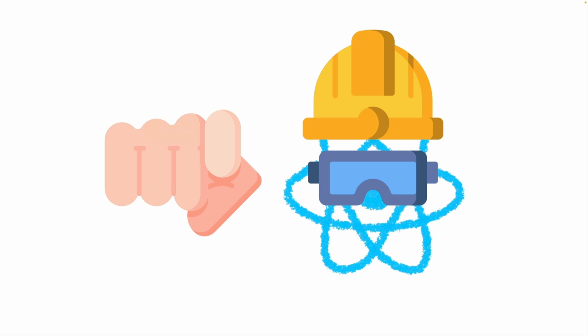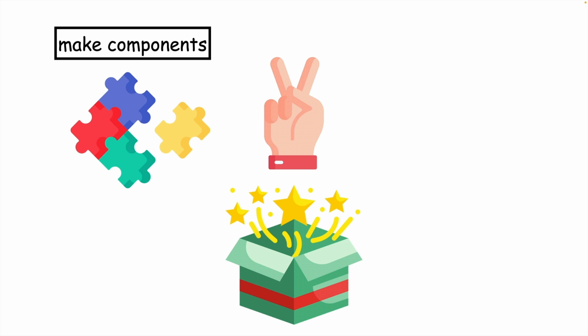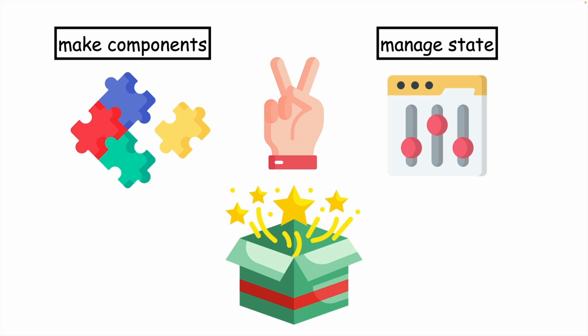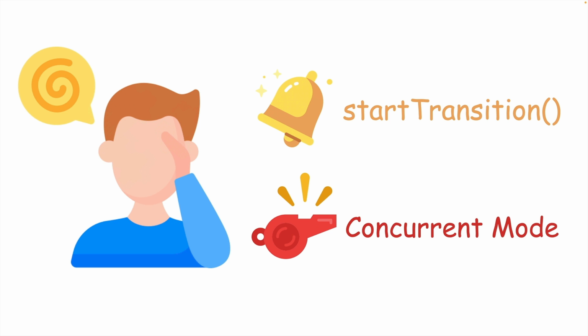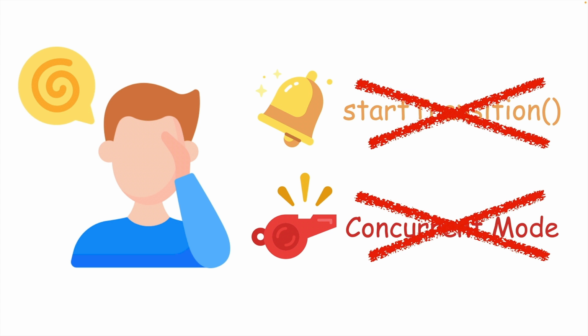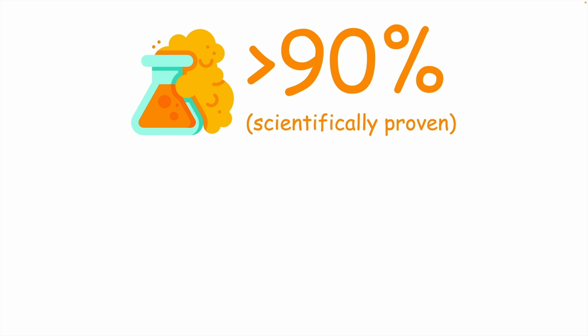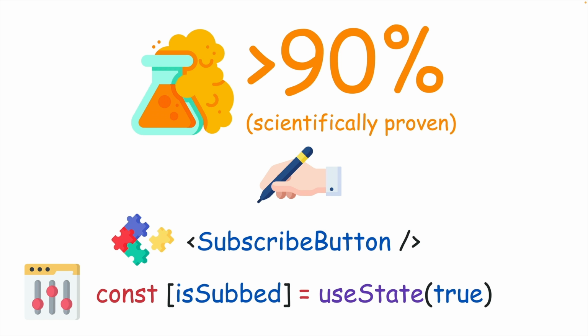If I had to describe the main job of React to help you make better apps, I'd say it provides two things. React helps us make components and manage state. That's basically it. Don't be distracted by new bells and whistles like transitions or concurrent mode. I'd say 90% of the code you'll write in React will primarily involve components and state.